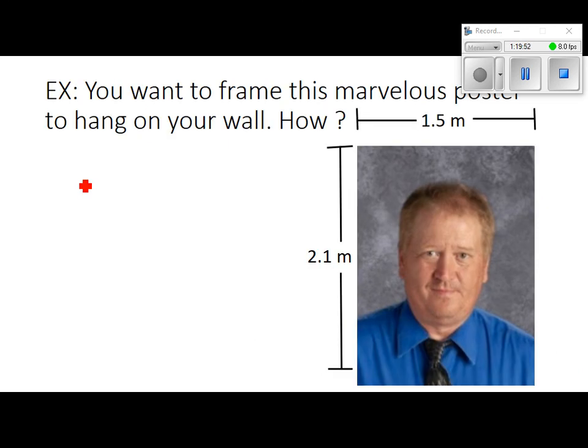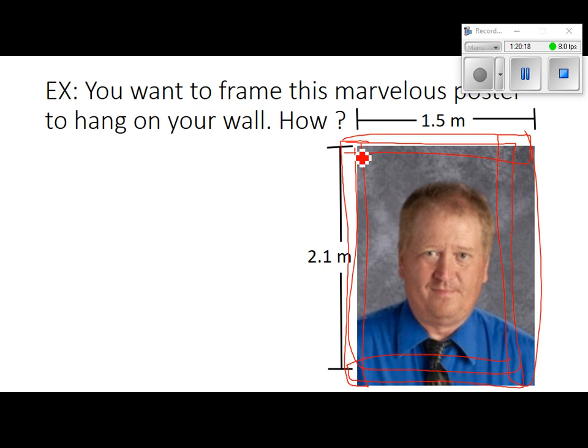So we're going to take this. You want to frame this marvelous poster to hang on your wall. How are you going to do it? Well, we're going to try to build a frame that goes around it somehow, whatever that frame might look like. So we need wood. And the way we can figure out how much wood we need is by finding that distance, which is going to be the perimeter.